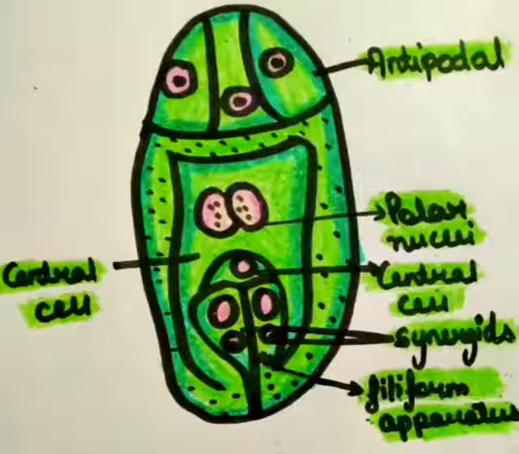3 cells are at the chalazal end and are called the antipodals. The large central cell contains 2 polar nuclei. Thus a typical angiosperm embryo sac at maturity possesses an 8 nucleated, 7-celled condition.